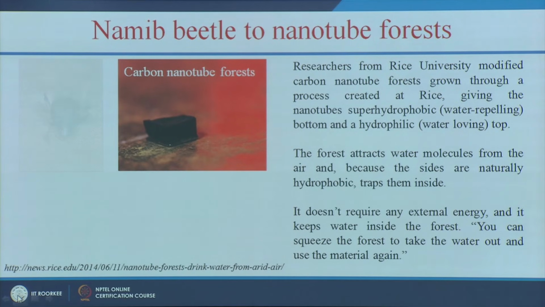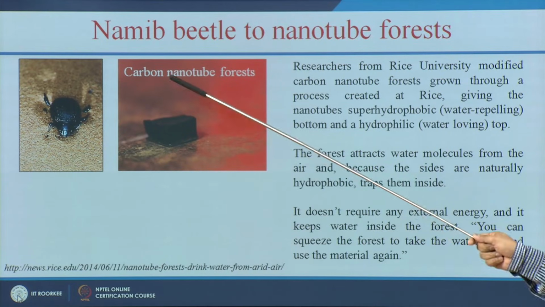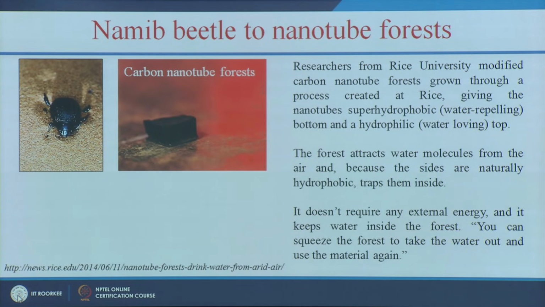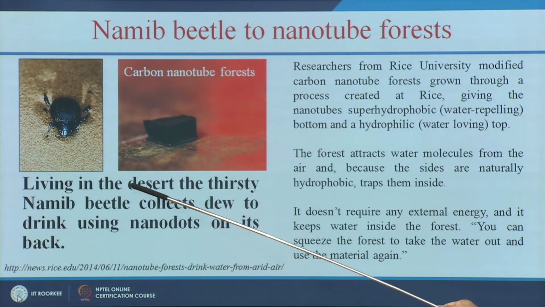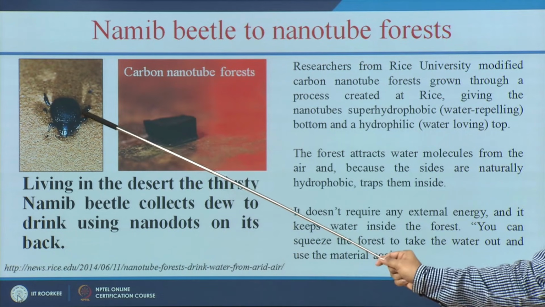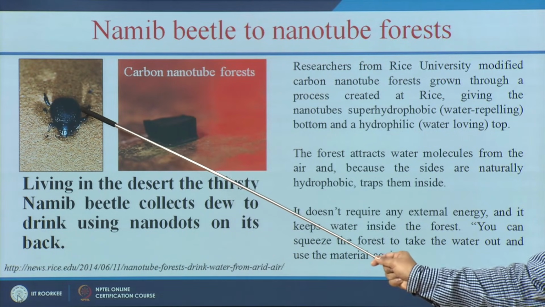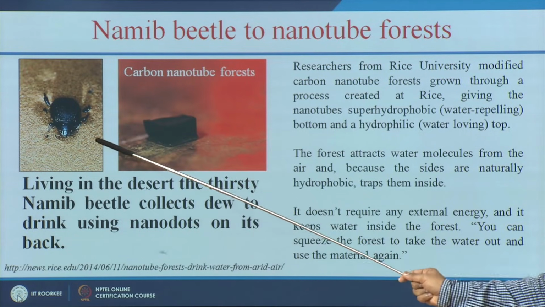So the next idea is the carbon nanotube forest. From the Namib beetle, how can we make the nanotube forest? This Namib beetle lives in the desert, and it collects the dew to drink using nanodots on its back. The Namib beetle has nanodots on the surface. It will collect the dew and drink the water from that.